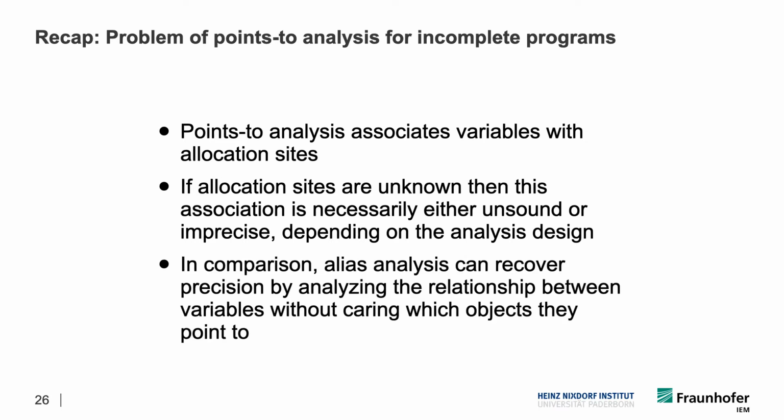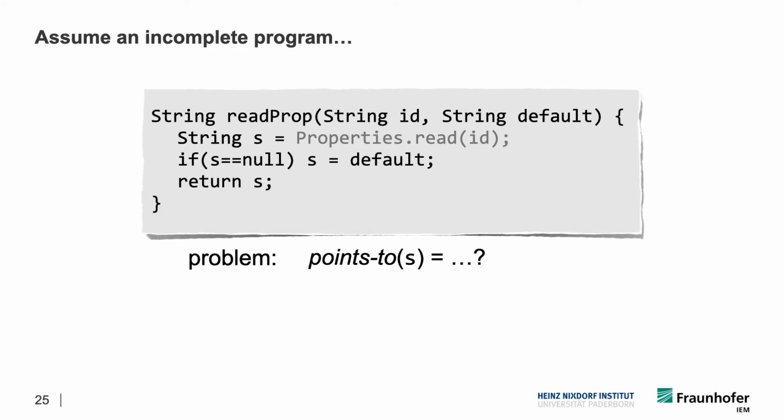But in comparison, and that's the point that I want to make, alias analysis can recover precision by analyzing the relationship between variables without caring which objects they point to. Okay, so if I take a step back to the previous slide, I could do an alias analysis that works differently. It basically looks just at which assignment statements exist in the program.